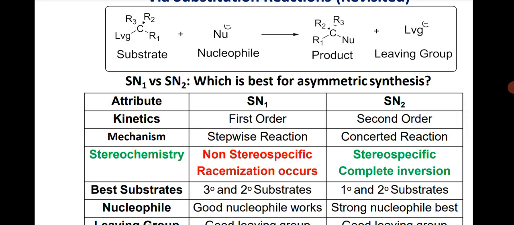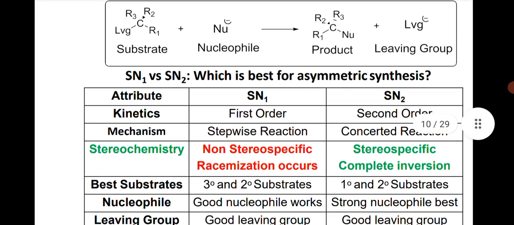While in the case of the SN1 mechanism, we have a stepwise reaction. The first step involved is the formation of carbocation, while the second step involves the attack of the nucleophile. The first step is slow and the second is fast, and the slow step is the rate determining step. This is a two-step mechanism.